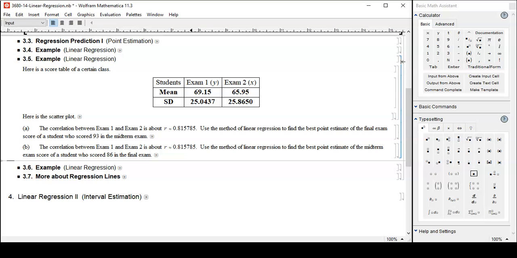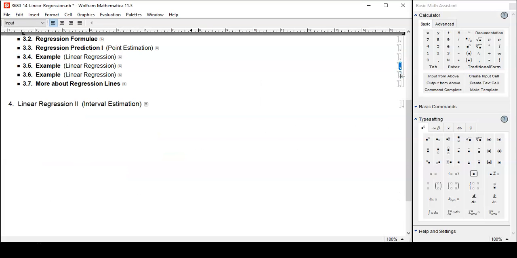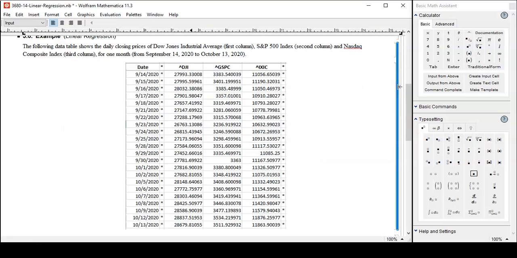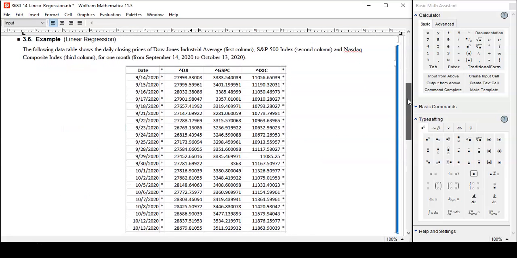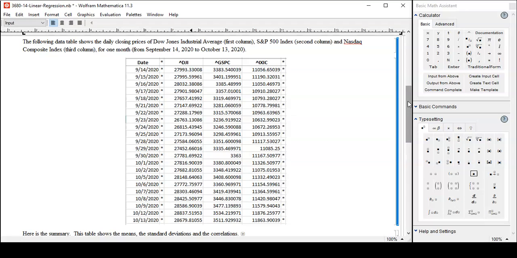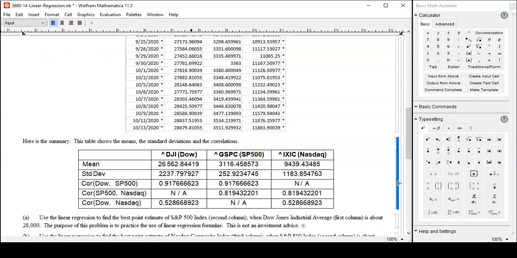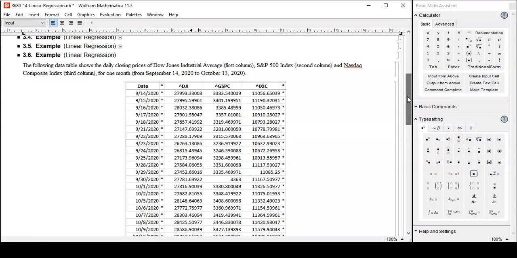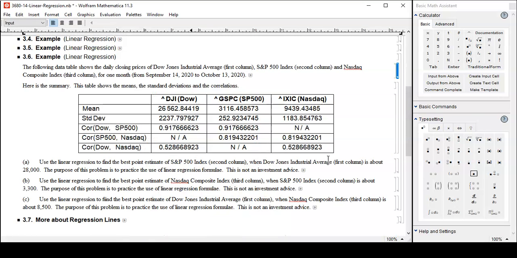All right, there goes an example. And here's another example. This time we have the Dow Jones Industrial Average, the S&P 500 index, and the NASDAQ Composite Index, and we have all these numbers. And here's a summary version. We don't need all these numbers. If you calculate the mean, standard deviations, and correlation, we're going to get these. Depending upon where we start and what we predict, you have to select your X and Y accordingly.